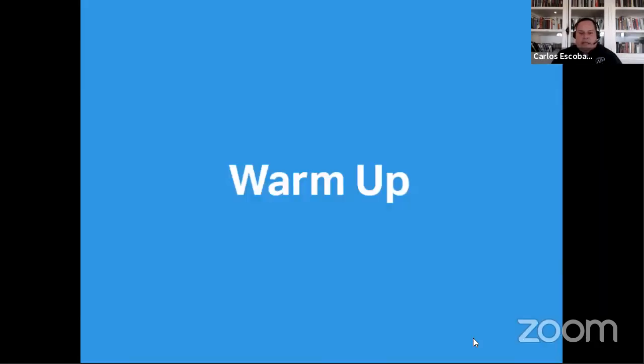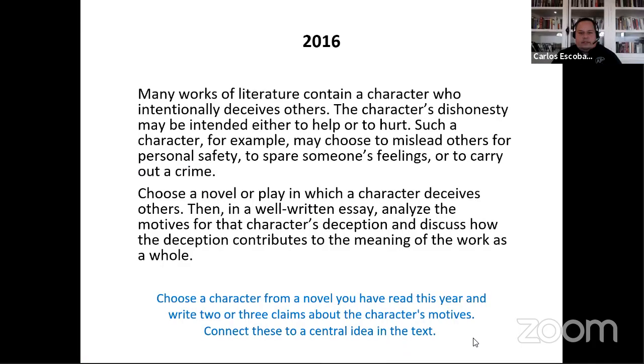As usual, we're going to begin with what our homework was yesterday for today. So yesterday we looked at the 2016 prompt. Many works of literature contain a character who intentionally deceives others. The character's dishonesty may be intended either to help or to hurt. Such a character, for example, may choose to mislead others for personal safety, to spare someone's feelings, or to carry out a crime. Choose a novel or play in which a character deceives others. Then, in a well-written essay, analyze the motives for your character's deception and discuss how the deception contributes to the meaning of the work as a whole.